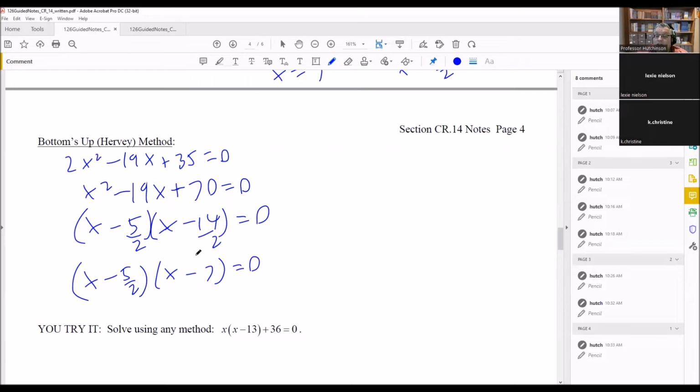At this stage, I can just go ahead and set both of those equal to 0. X minus 5 halves equals 0. X minus 7 equals 0. So I get x is equal to 5 halves and x is equal to 7. Same answers as before.